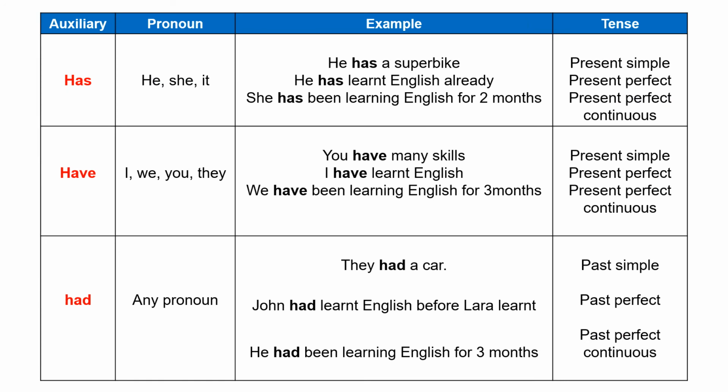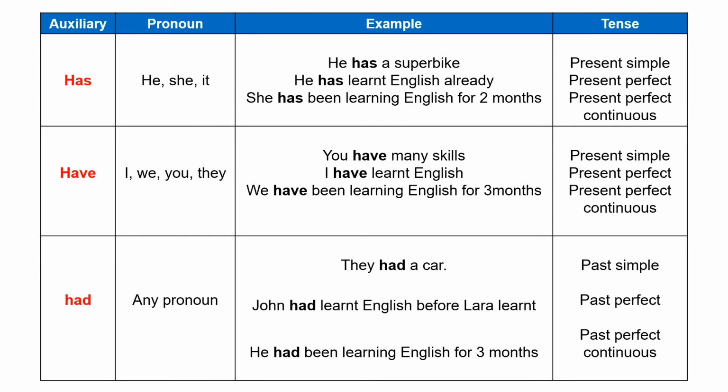Next auxiliary verb, has. Has is used with the pronouns he, she and it and any singular noun. It is used in present simple, present perfect and present perfect continuous tenses. Example: he has a super bike. This sentence is in present simple tense. In this sentence, has is the main verb. He has a super bike means he owns a super bike.